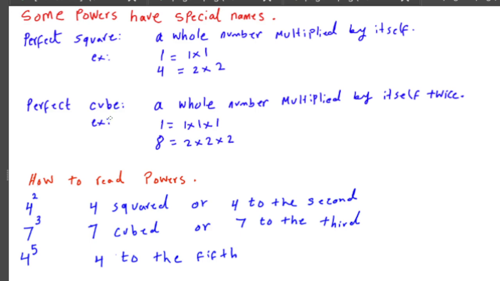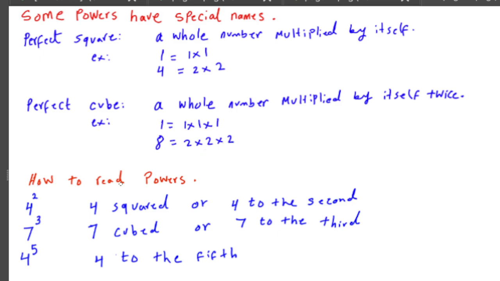Similarly, we have perfect cube, a whole number multiplied by itself twice. Here we say 1 is a perfect cube because there is a number that I multiply by itself twice and I get 1. 8 is a perfect cube because I can multiply 2 by itself twice. 2 times 2 is 4, 4 times 2 is 8.